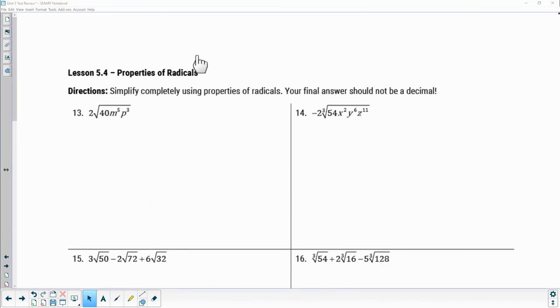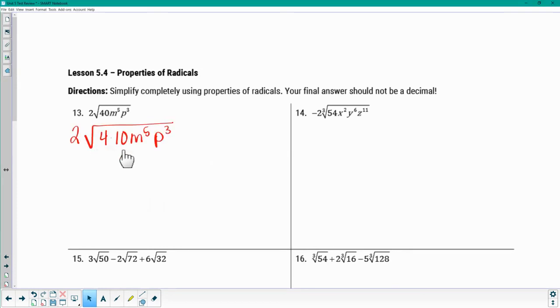Okay, now moving on to 5.4. So the first thing I'm going to do is I'm going to rewrite 40 as 4 times 10. And the reason why I do that is because I want to take out as many perfect squares as I possibly can. And when I do that, I get a 2 comes out because the square root of 4 is 2. And additionally, if there's no number there, remember that this is a square root. So this is a 2 here.